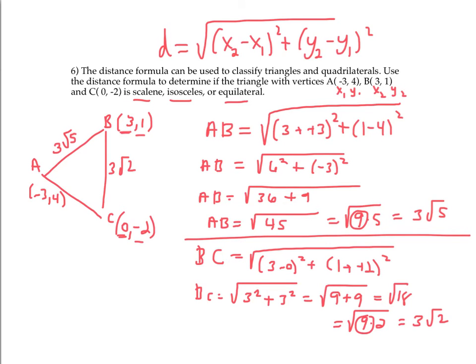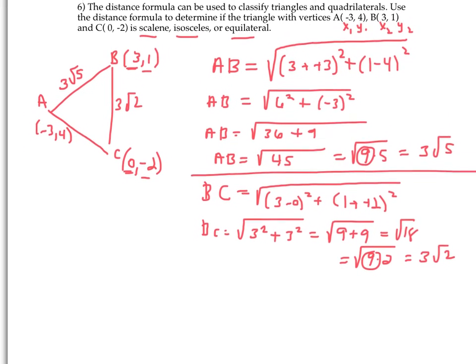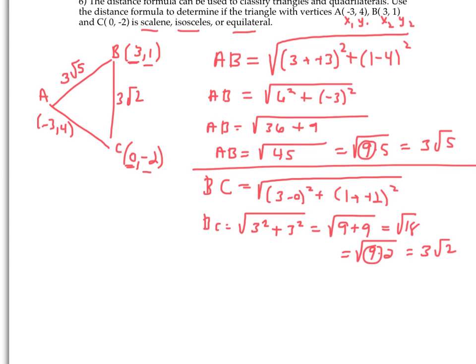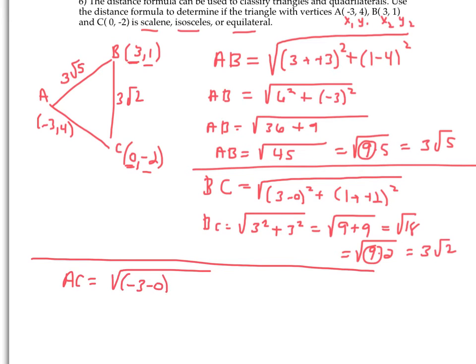Okay, at this point we know for sure that the triangle is not equilateral, so we do need to find the length of the third side, line segment AC, to prove whether the triangle is isosceles or scalene. Okay, last time. Line segment AC, the length of it can be found by taking -3 minus 0, quantity squared, plus 4 minus -2, quantity squared. So AC will be equal to -3 squared plus 6 squared. And that comes from 4 minus a -2 turns into 4 plus 2.